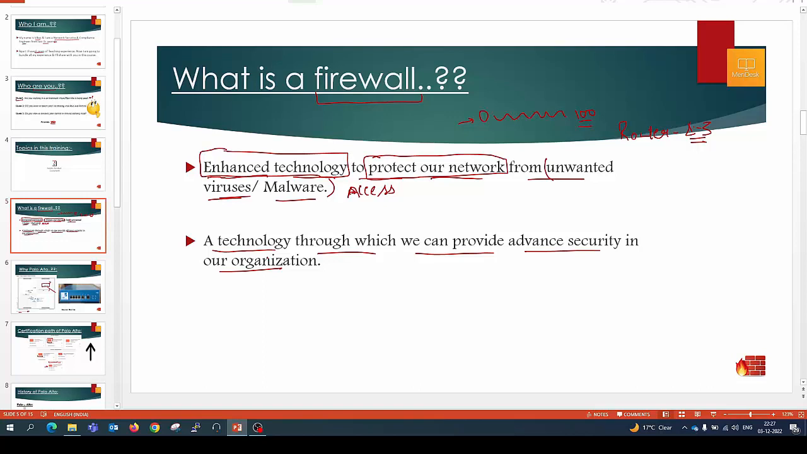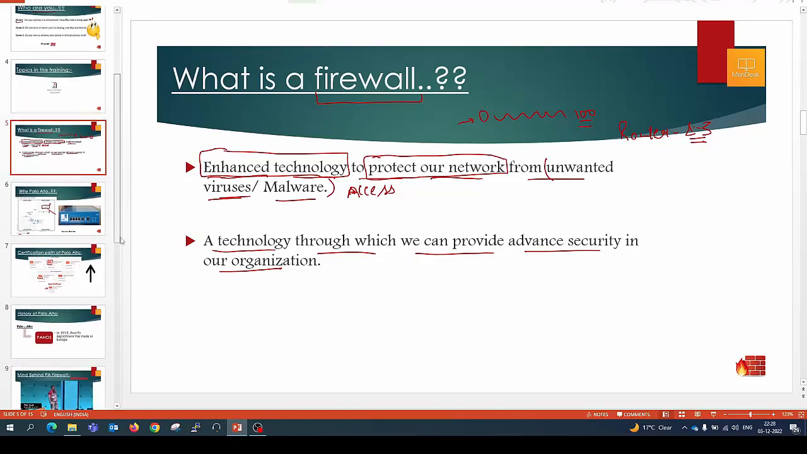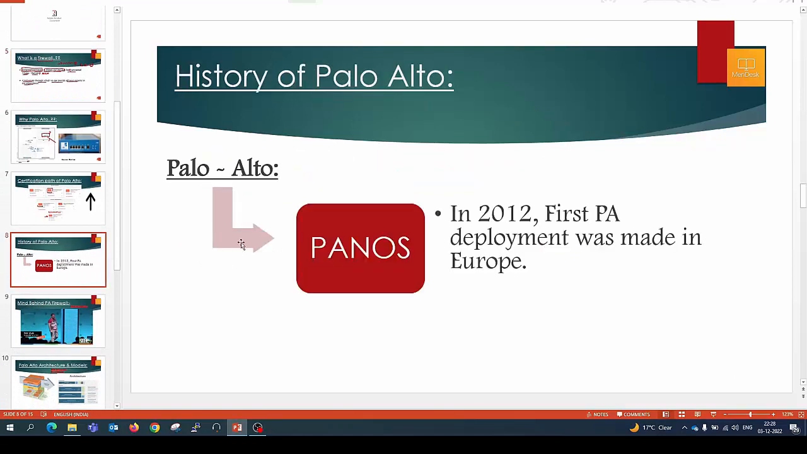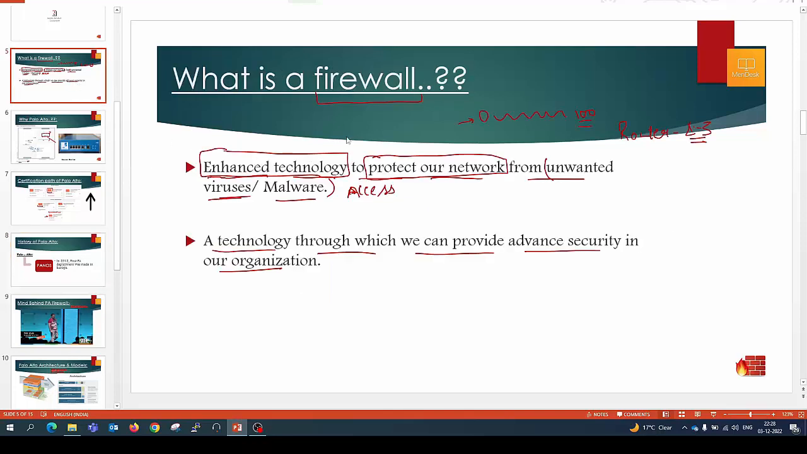So now this is the actual definition of firewall and why we need it. If you had this much knowledge, then you are good to go. All right, so this was the basic understanding of the firewall. Now let's come back to Palo Alto. Before that, we were discussing the traditional firewall, right? So these definitions were for the traditional firewall.